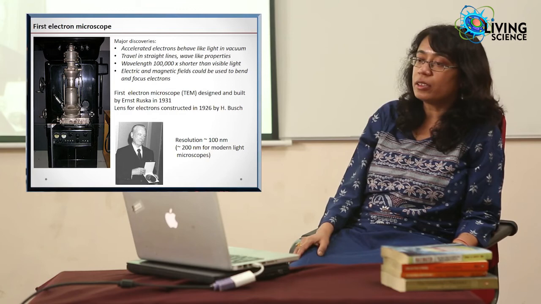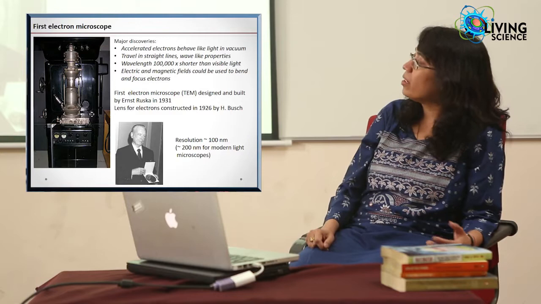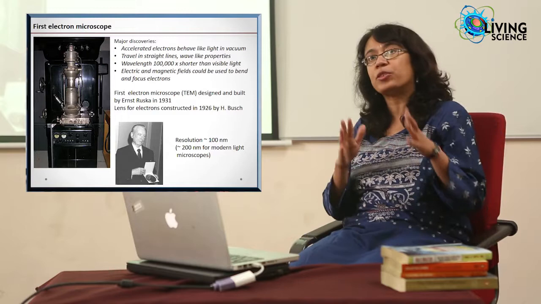And the features of the electron microscope, as you can see, this is the first microscope that was built. And the principles are based on some fundamental tenets of physics, like accelerated electrons behave like light in vacuum, but their wavelength is much shorter than that of visible light, and they travel in straight lines, they have wave-like properties, etc., which are all the principles which went into designing of the first electron microscope.